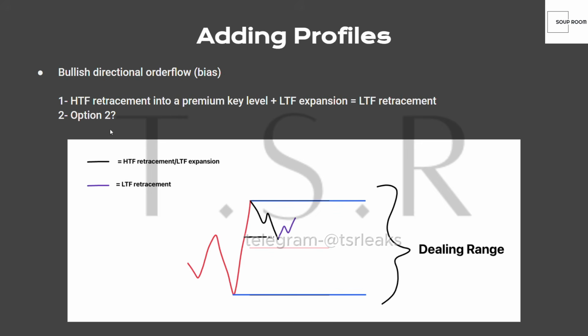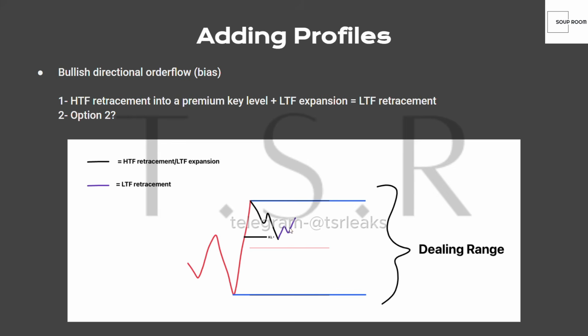The first scenario would be a higher time frame retracement into a premium key level plus a lower time frame expansion. This equals a lower time frame retracement. So the lower time frame retracement is this purple line right here, and the lower time frame expansion or the higher time frame retracement is this black line right here. So price will retrace on the higher time frame. A retracement on the higher time frame is an expansion on the lower time frame into a premium key level.